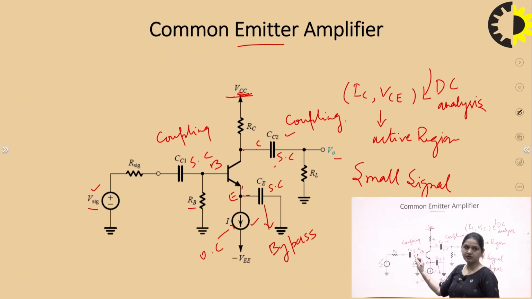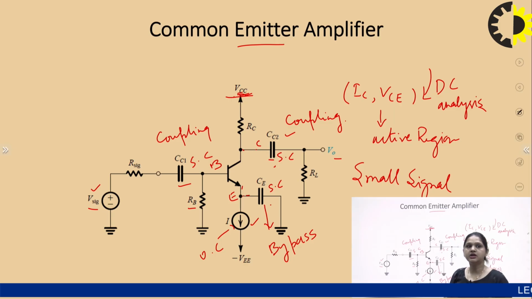If the values of CC1, CC2 and CE are significant, we cannot neglect them, because at low frequency the impedance of CC1 will become high. So in this situation we cannot neglect this. Whenever frequency is very high, the impedance is low. So at high frequency or mid-band frequency we can neglect these capacitances, but at low frequency we cannot neglect them.